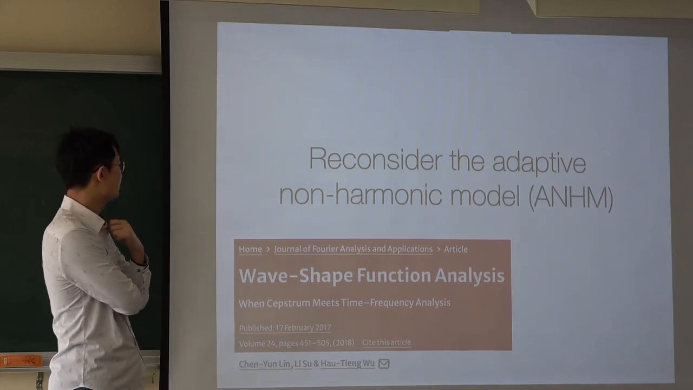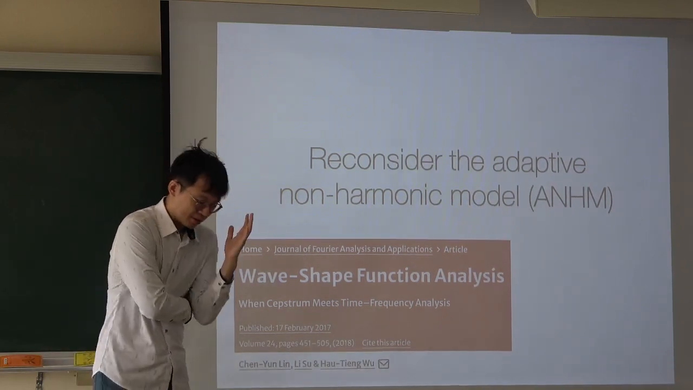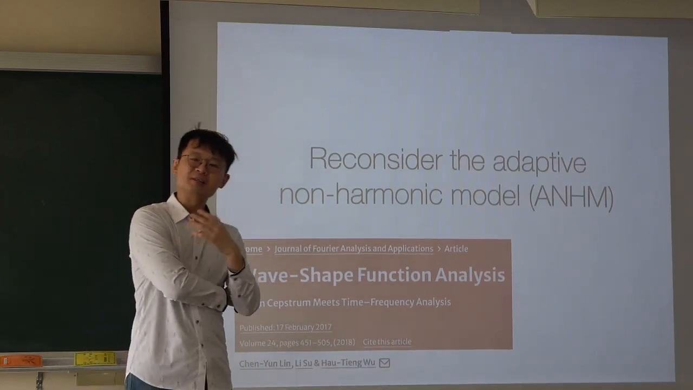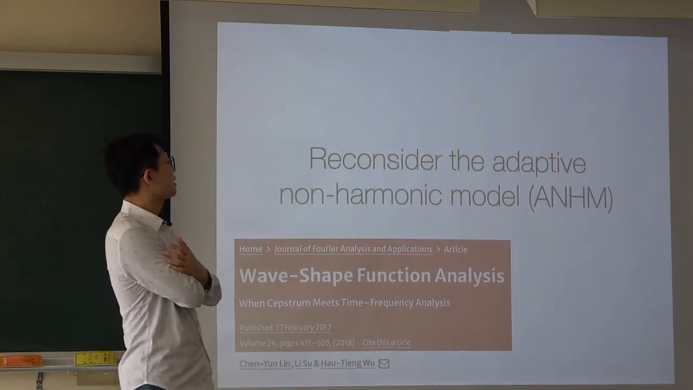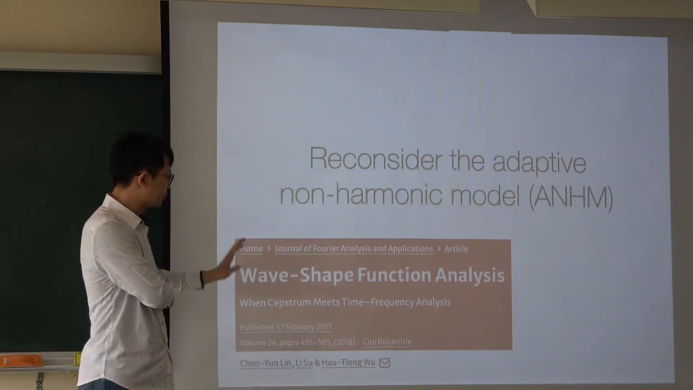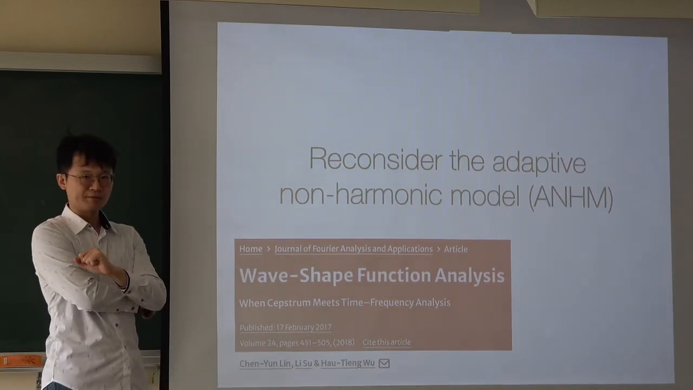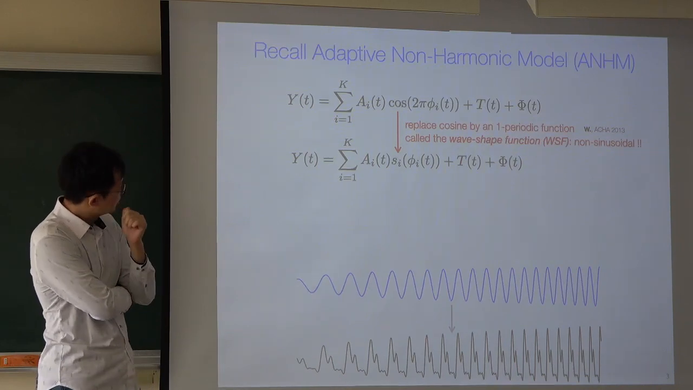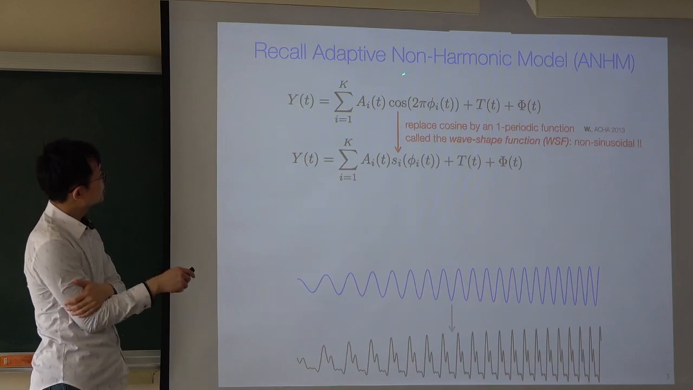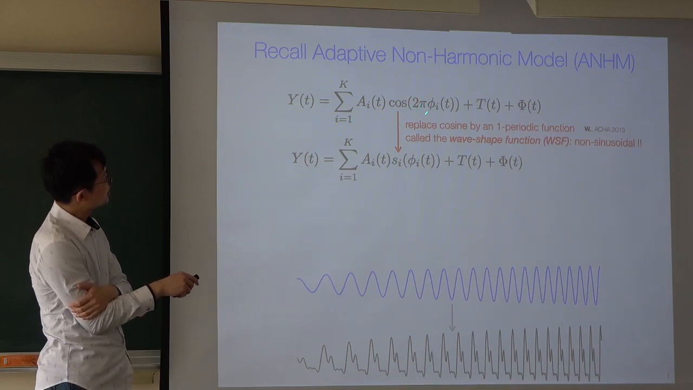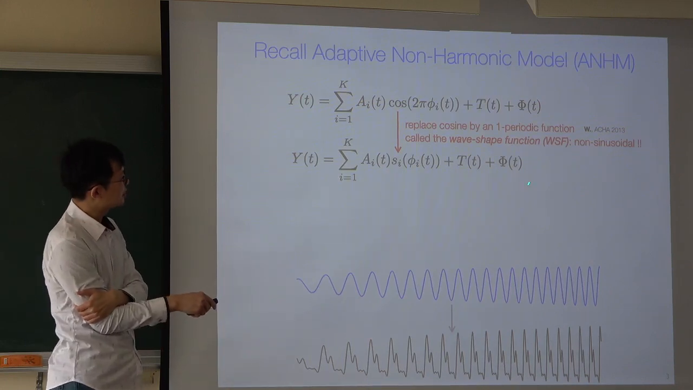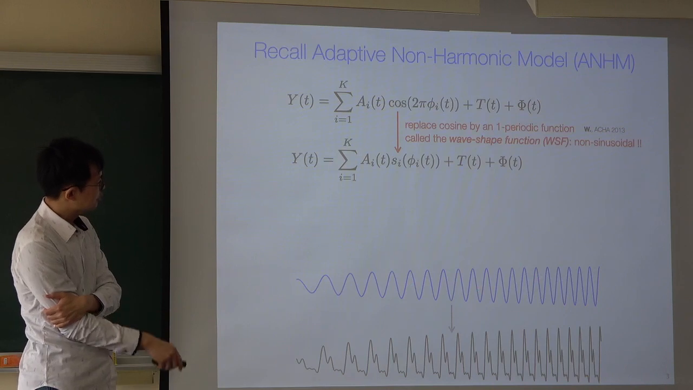But before we achieve the decomposition, I want to reconsider the model we discussed in section 3, the adaptive non-harmonic model. This is a reference which contains more details, which you can read if you have interest. So just a quick recall: you have multiple components and you replace the cosine function by one periodic function called the wave shape function, WSF. And this is how the picture looks.